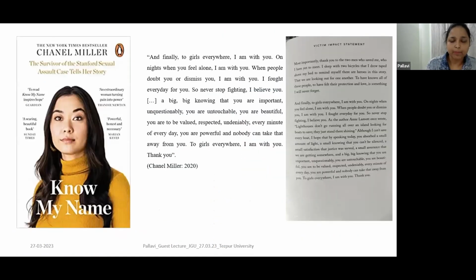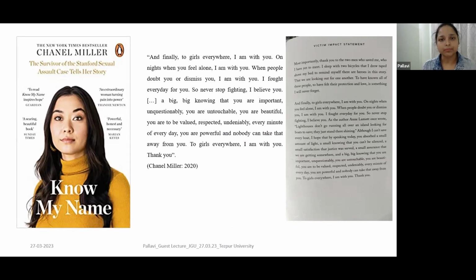And I would like to end my presentation here with this quote from the book by Chanel Miller. She is the survivor of the Stanford sexual assault, and I have been following her because that was also the time period when I was in the middle of writing my thesis. The book came later, but this quote is also there in the victim impact statement, which got published online in 2015 and 16.